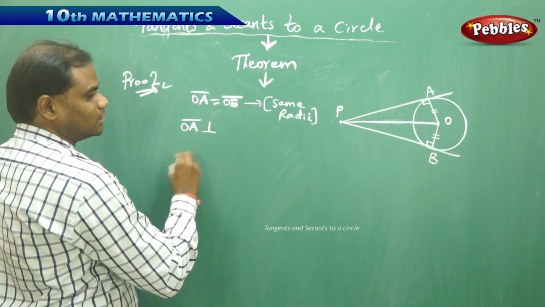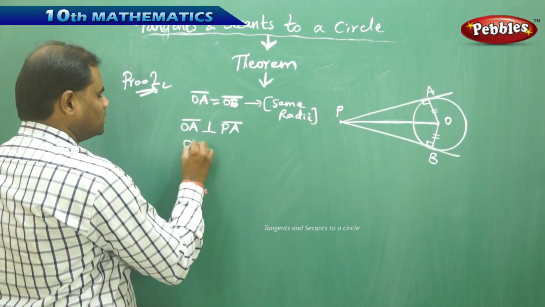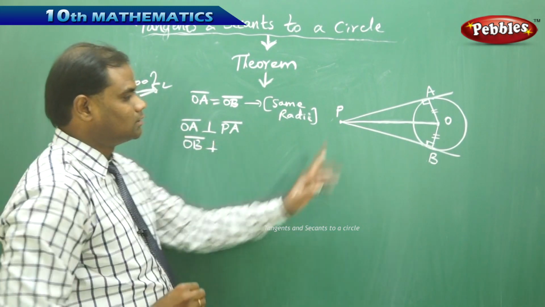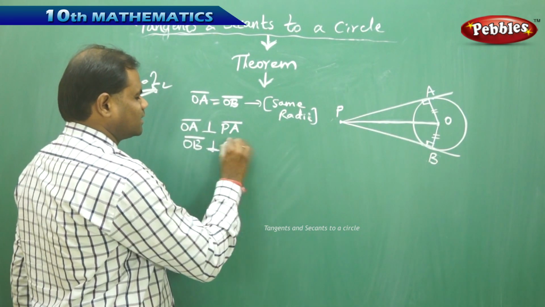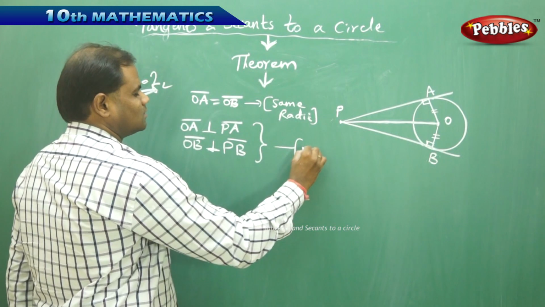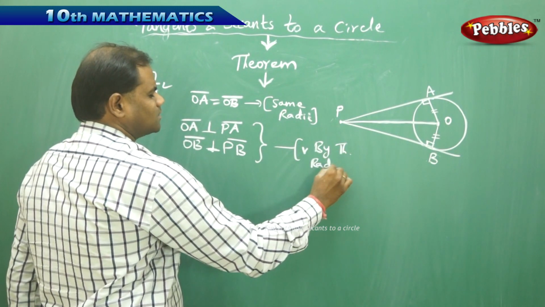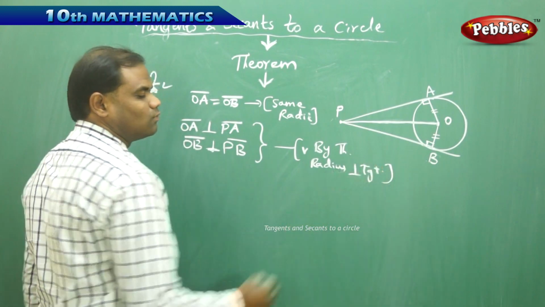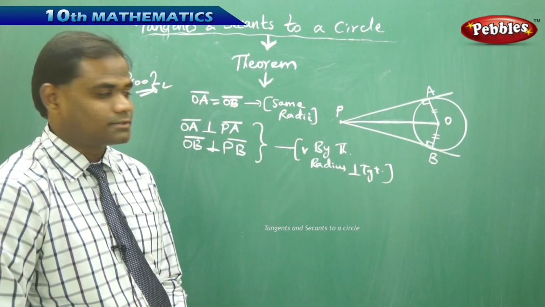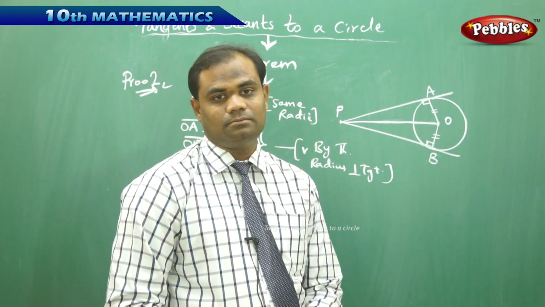OA is perpendicular to PA or AP, and OB is also perpendicular to PB, is what we identify in either case, because by theorem the radius is perpendicular to the tangent, as we have seen in the previous sessions. Therefore, this is perpendicular to this and this is perpendicular to this.